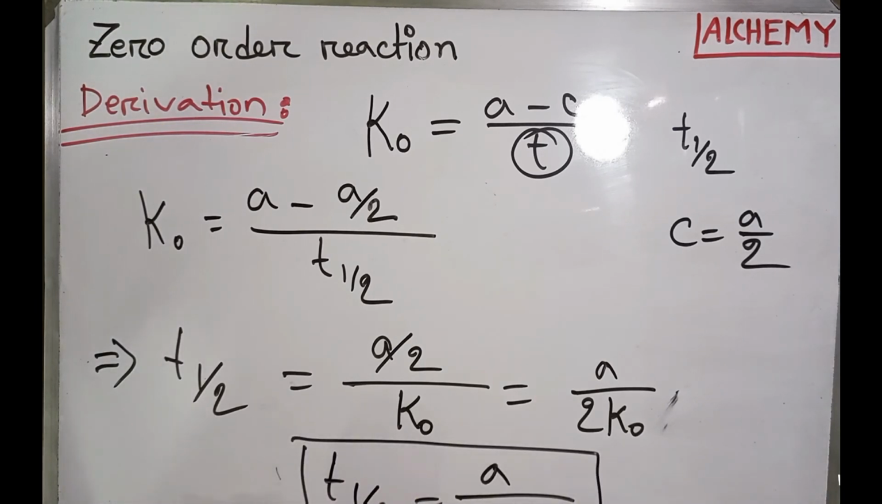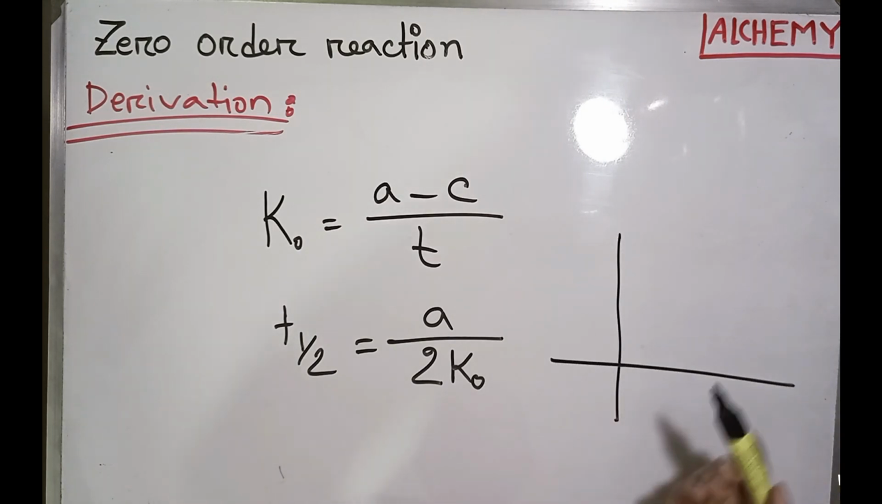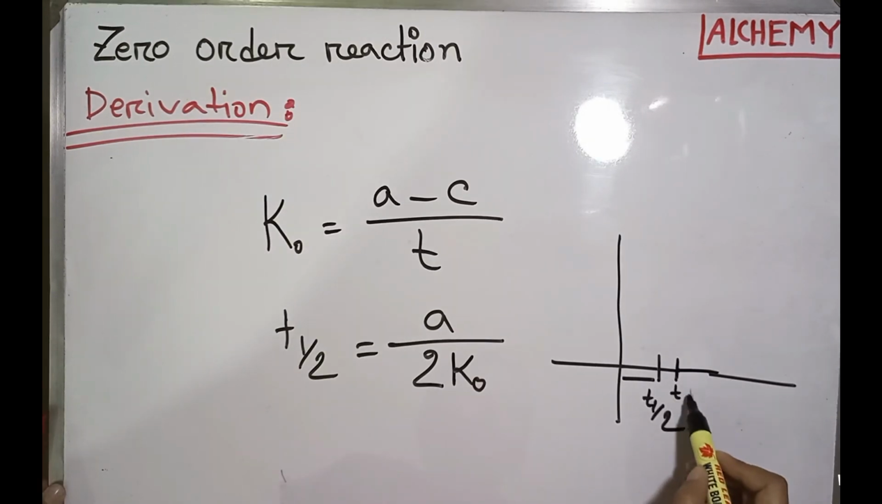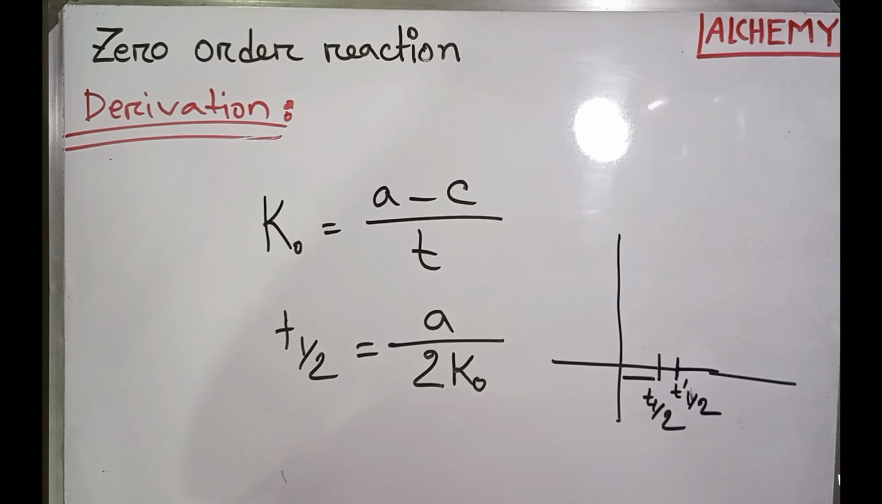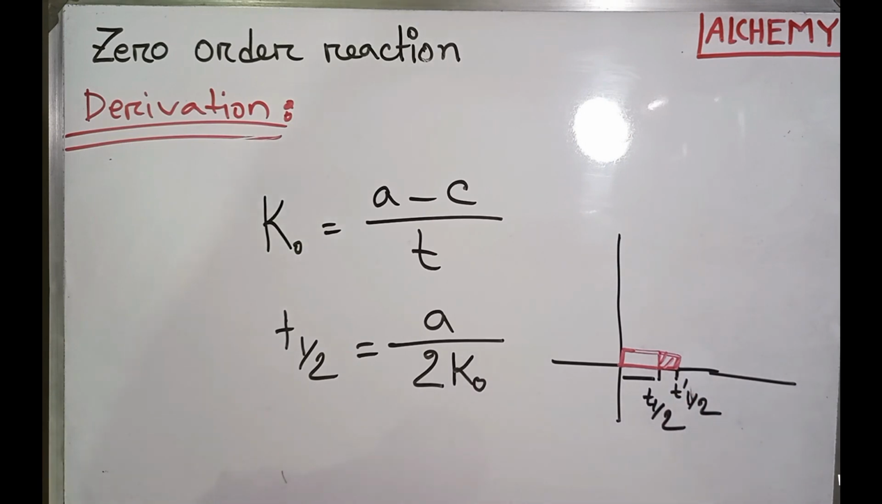If we know the value of the initial concentration and the rate constant for a zero order reaction, we will easily get the value of t half. So we will learn this equation along with its derivation. But one thing to remember is that a zero order reaction has successive half-lives which decrease with time. That means the first half-life is t half, and then there is the second half-life. The duration of the first half-life is this amount, and the duration of the second half-life is this amount. So we can say that successive half-lives decrease with time. The first t half is greater than the second t half. It's a characteristic of a zero order reaction. Thank you.